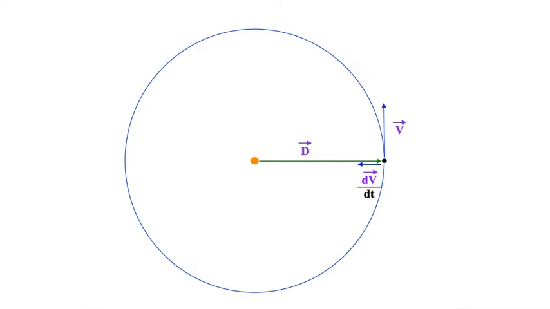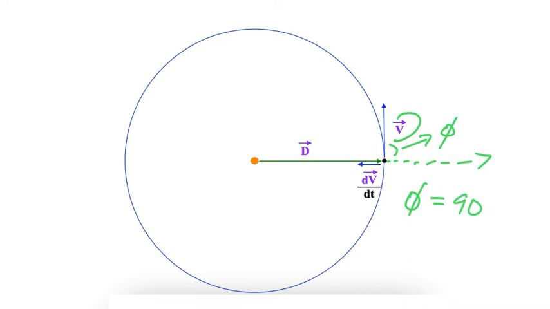Now if we go back to our circular orbit and we see the velocity vector here tangent to the circle, we can extend the displacement vector out this way, and when we talk about the angle phi here, we can see that phi is always 90 degrees in the case of a circular orbit because the tangent to a circle is always perpendicular to the radius.